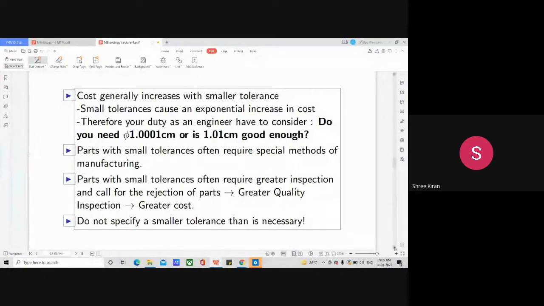Mainly the parts with small tolerances or small dimensions require greater inspection and call for the rejection of parts. Greater quality inspection means greater cost. So do not specify a smaller tolerance than necessary. This is what happens in the case of tolerances related to cost.